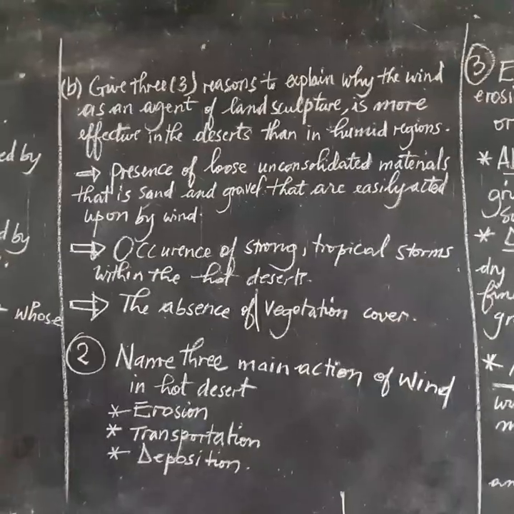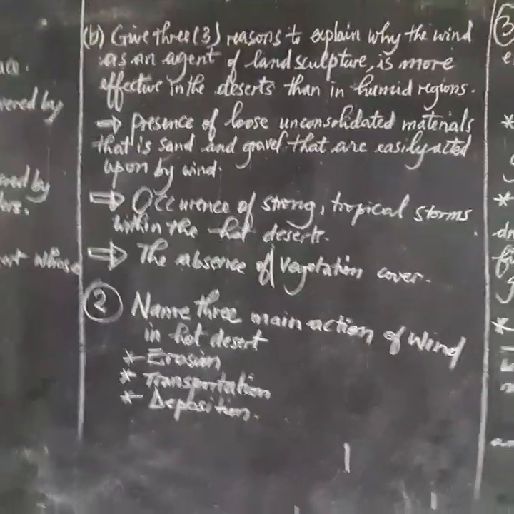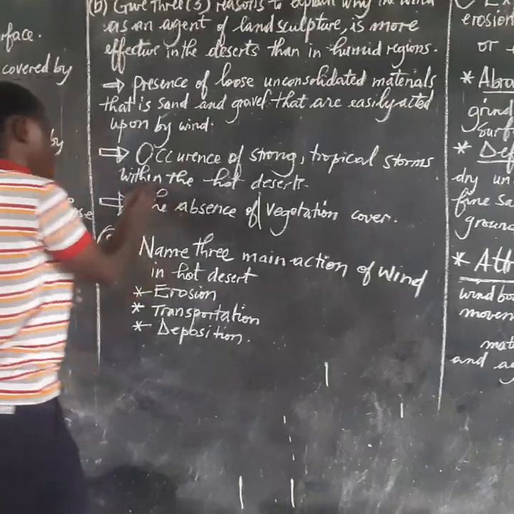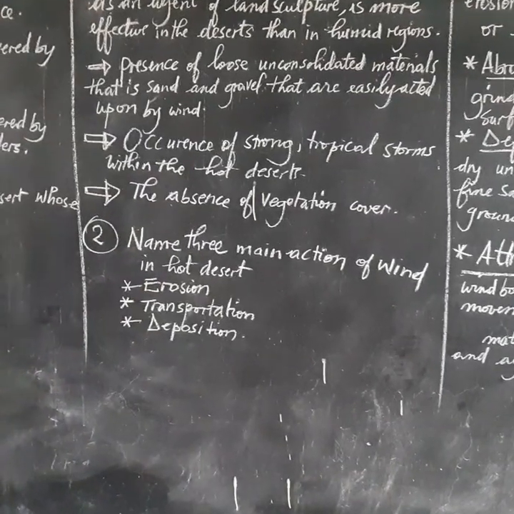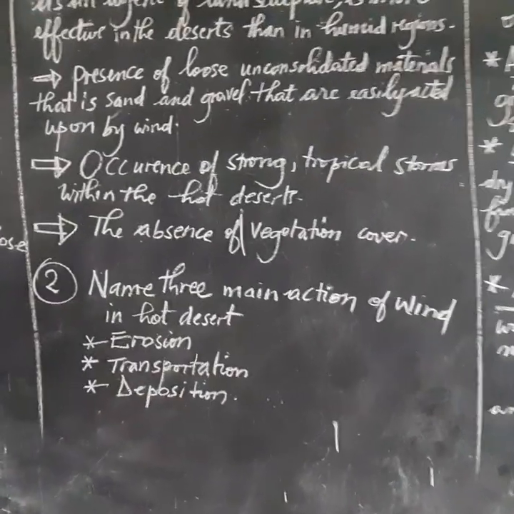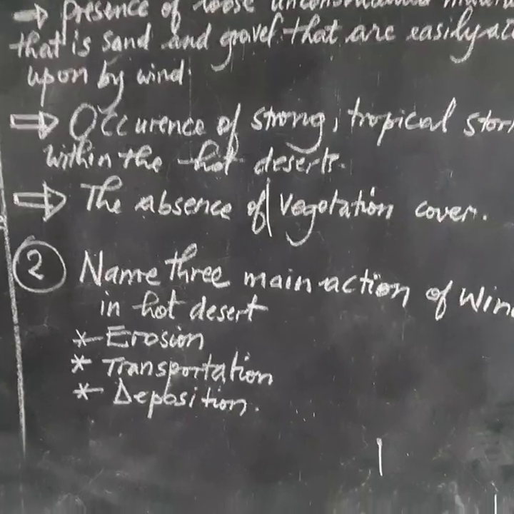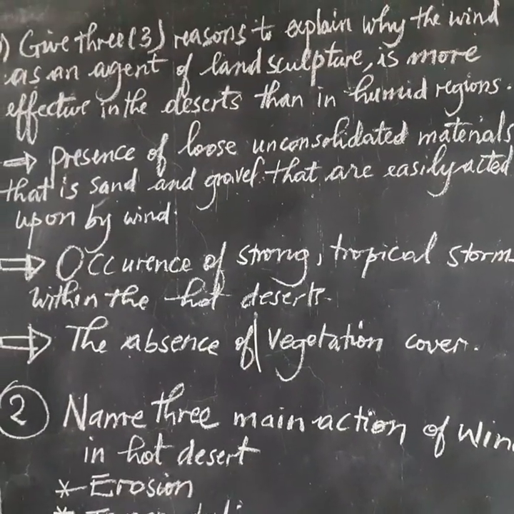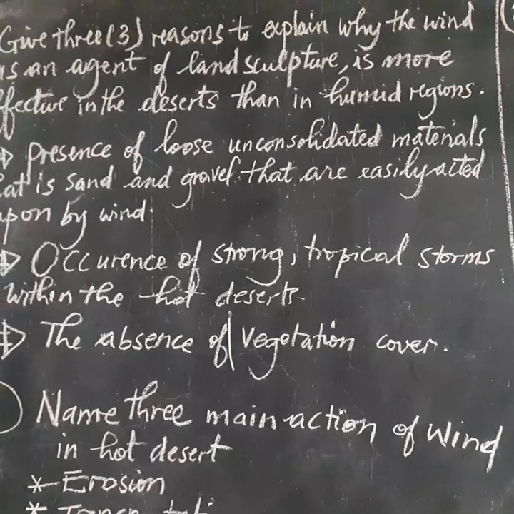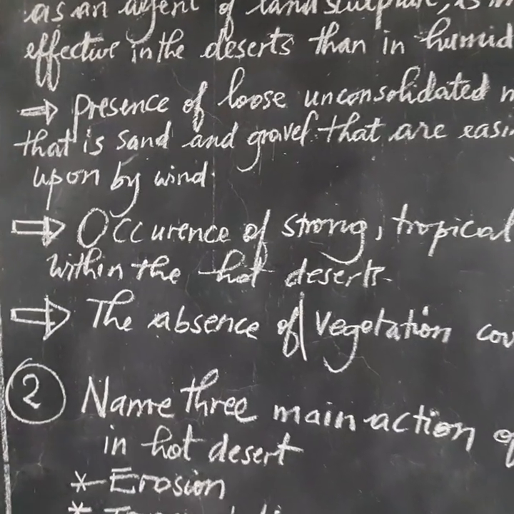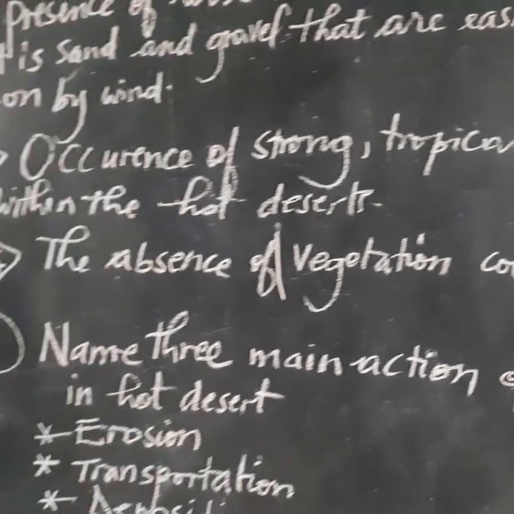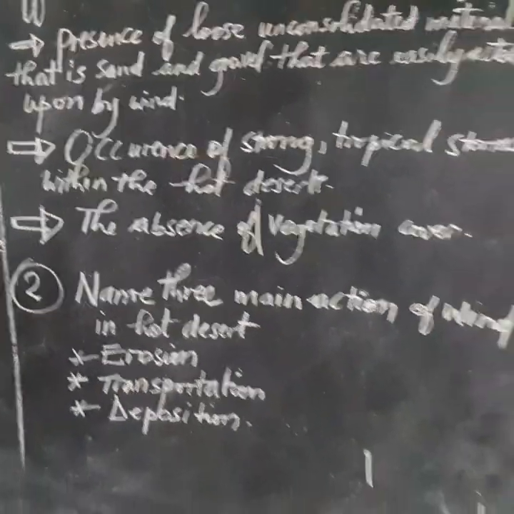Then the reason number 2, the occurrence of strong tropical storms within the hot desert. So meaning that in the hot desert we have heavy and strong wind. Because winds are strong and heavy, they blow away all unconsolidated materials, and this makes wind become the most effective agent of erosion in the desert.